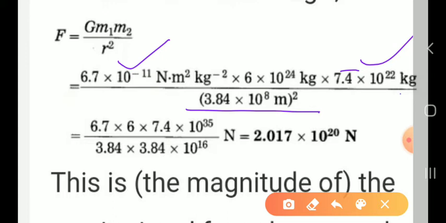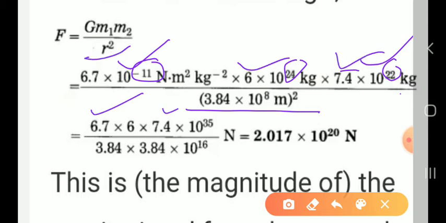You can see here 22, here 22 indices are there, here 24. So altogether it will become 46 minus 11. So we will get here 10 raised to 35, and whatever digits are there that we have put as 6.7, then this 6, then this 7.4. So all these digits we have to put and solve the indices.